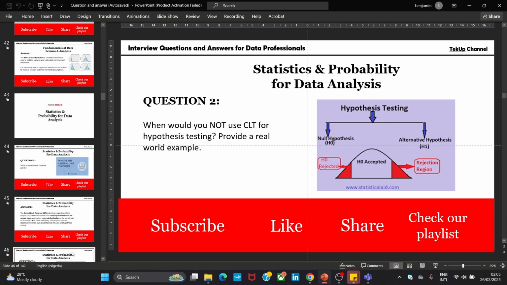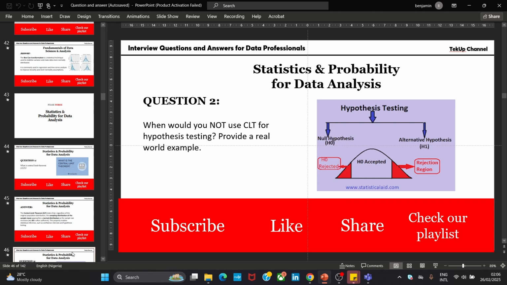Question 2. When would you not use CLT for hypothesis testing? Provide a real world example.